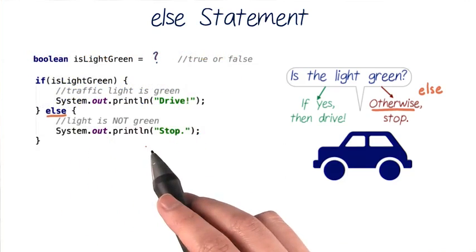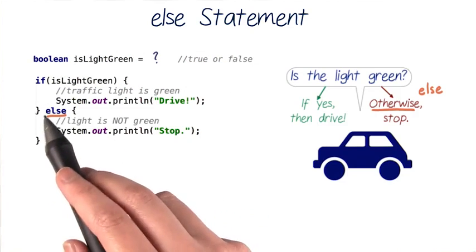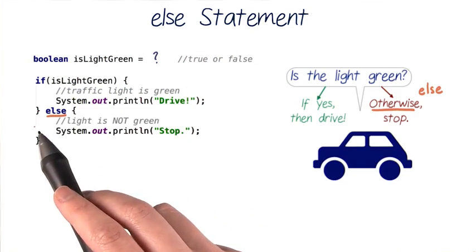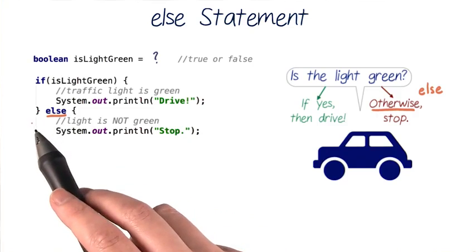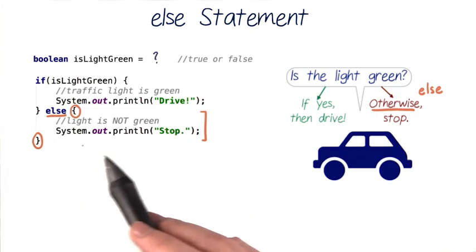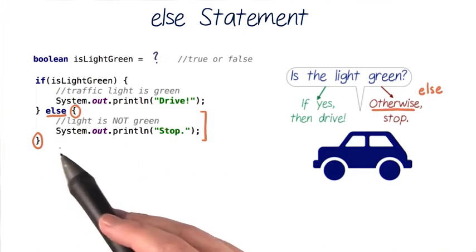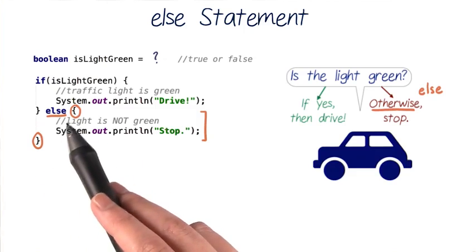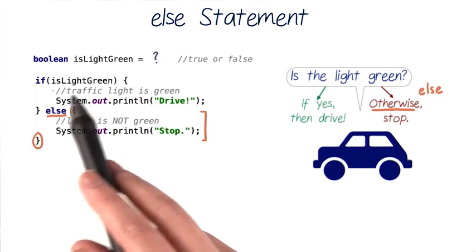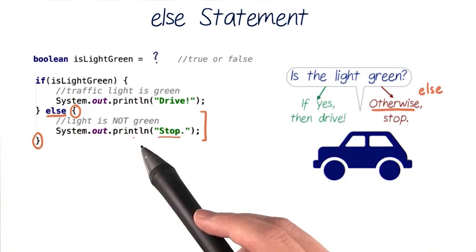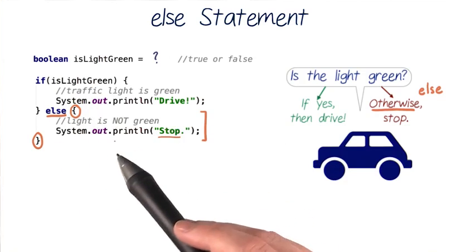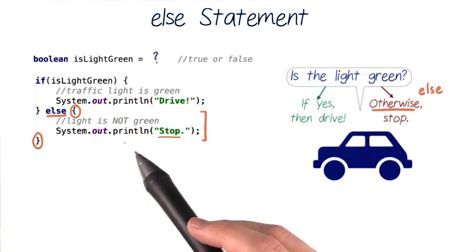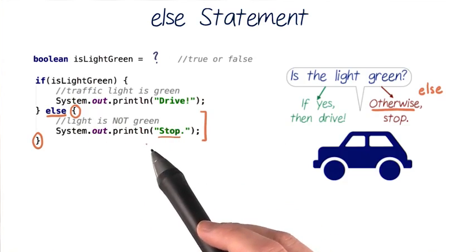Here's our else statement. Instead of having no code after our if statement, we just write else after the end of the if's closing curly brace, and then the code we want to execute in the else will be surrounded by curly braces. Notice that the else statement has no test condition associated with it like the if does. And now, if the light is not green, we want our car to stop driving. So let's print out that action, stop, in the else.